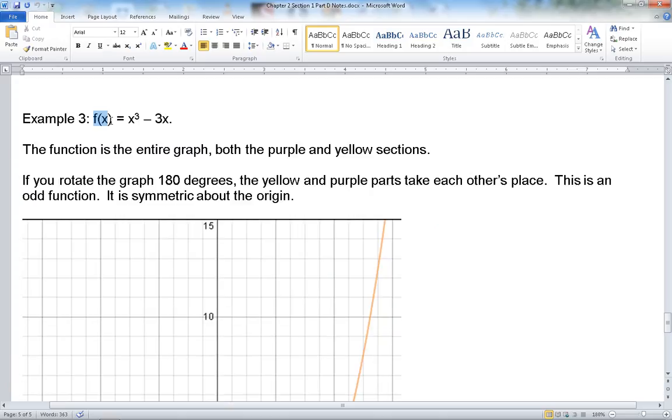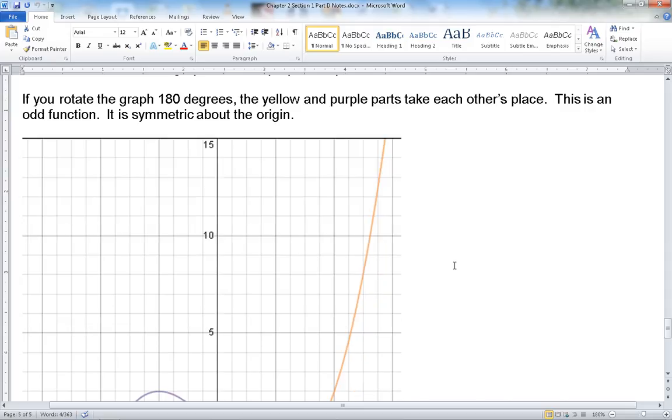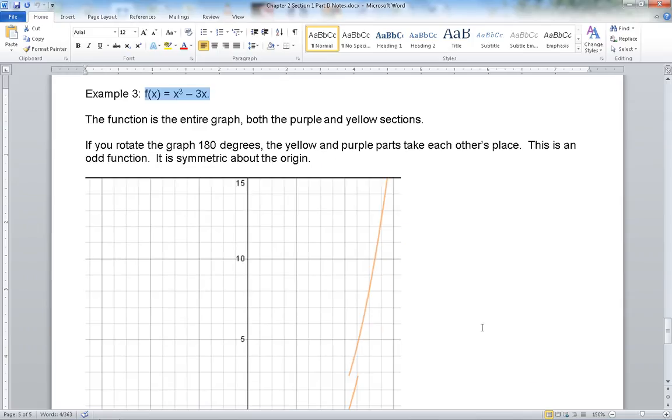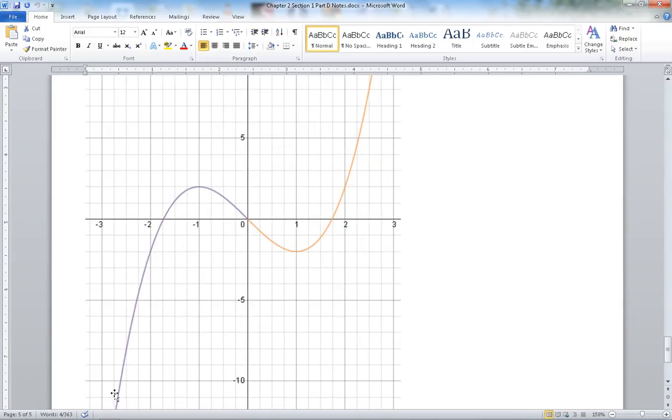Now let's consider the function f of x equals x cubed minus 3x. The function is the entire graph, both the purple and the yellow sections that I have listed here. Let me zoom down a little bit so we can get the whole graph in here. What it does is it starts near large magnitude but negative numbers, or negative infinity. It increases, then it goes down, and then it goes back up. Well, what would happen if I took this piece of paper and rotated it 180 degrees? This yellow part would rotate to where the purple part is. So again, this would be an odd function.